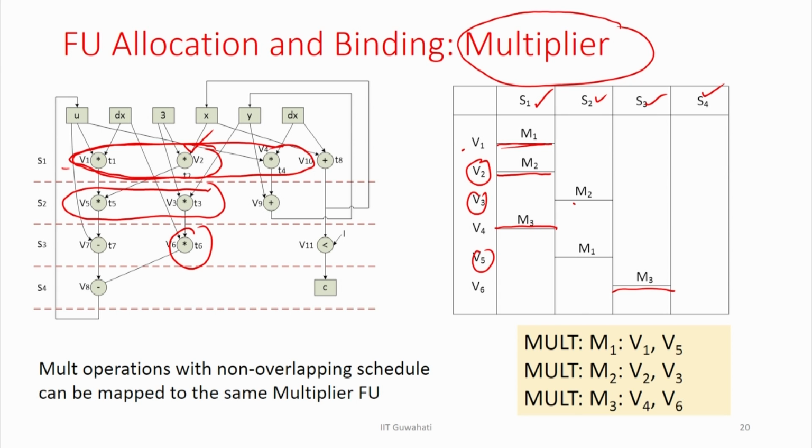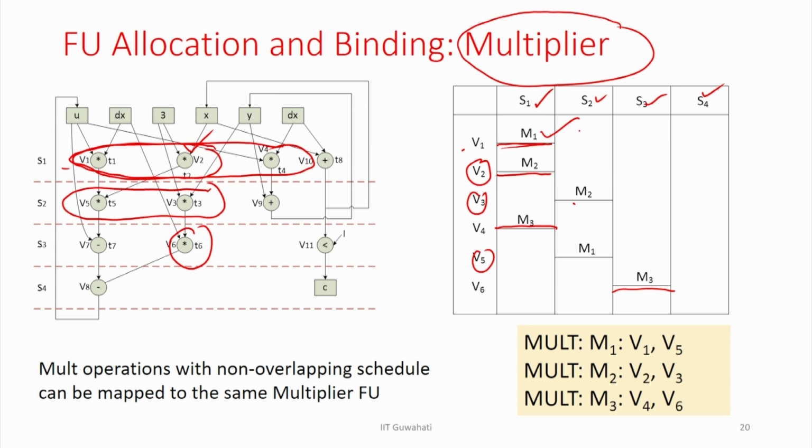Again the same concept: if the usage is overlapping, I cannot use a single multiplier to do these operations at the same time. So, we need different multipliers, but if they are used in different time steps, I can use the same multiplier. For example, here I can use the same multiplier for these two, and even this one, but for some reason I decided to do V1 and V5 in multiplier 1. Similarly, I am going to do V2 and V3 in multiplier 2, and in multiplier 3 I am going to use V4 and V6, right.